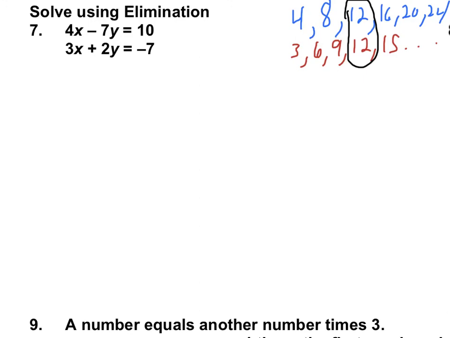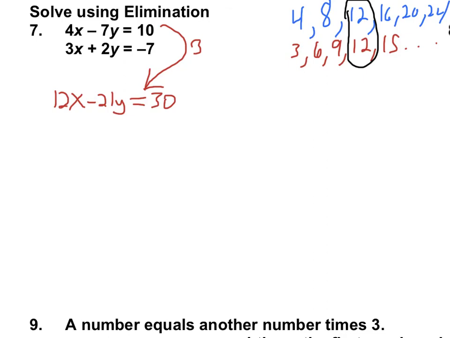So I'll take the first equation. If I want to make that 4x into 12, I'm going to multiply it by 3. That way I'll have 12x, but then I still have to multiply the rest by 3. Even though I am not getting rid of that, I still have to multiply it by 3. So I have minus 21y equals 30.